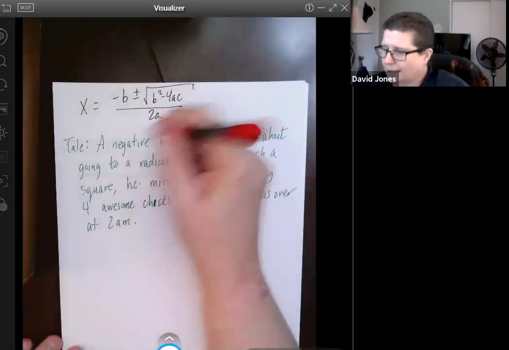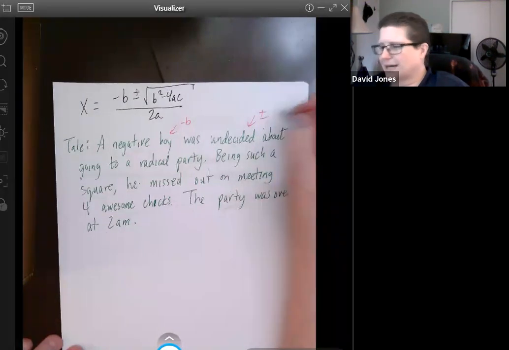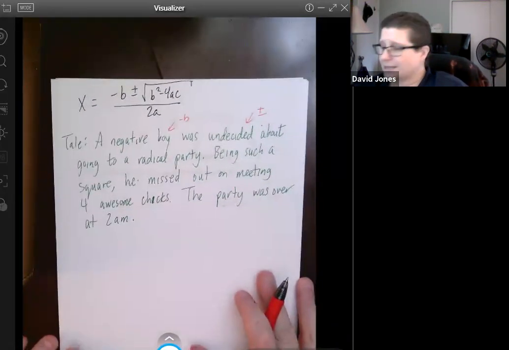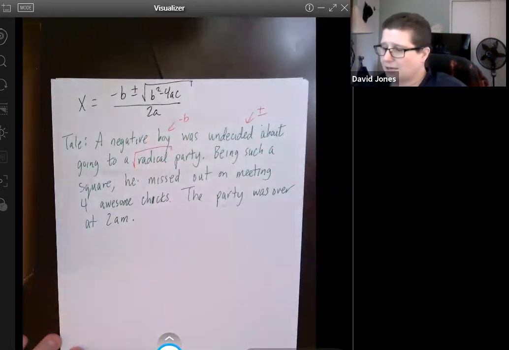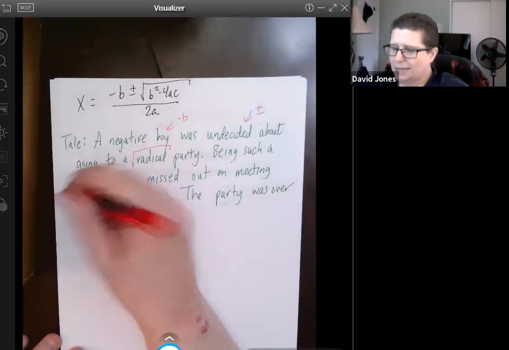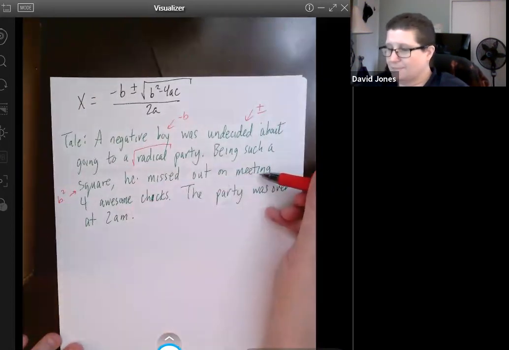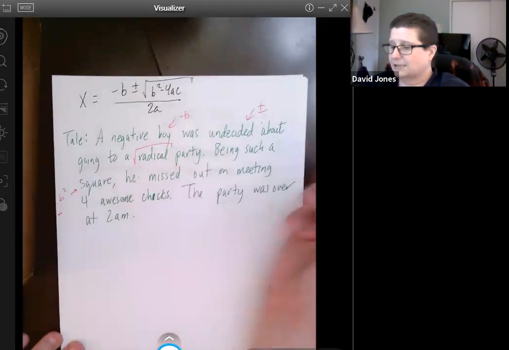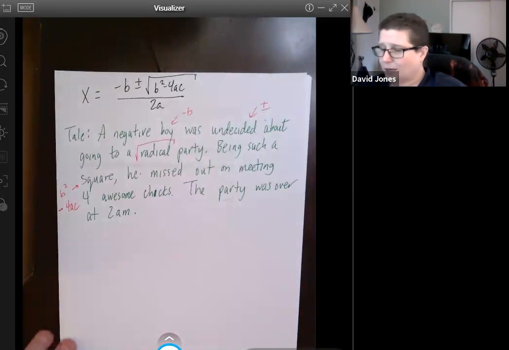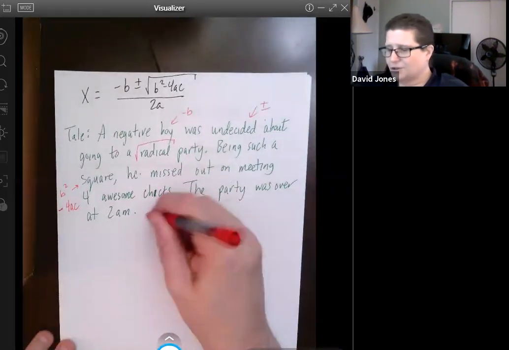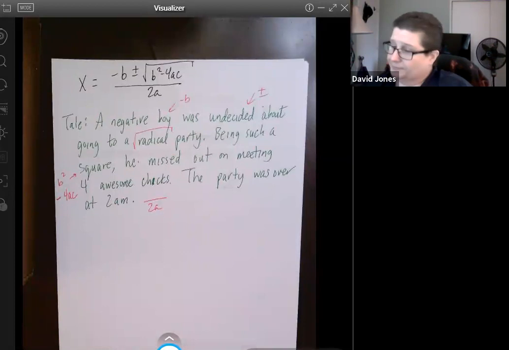A negative boy is negative b. Undecided, he's plus or minus, not sure if he wants to be plus or minus. The radical party is the radical. Being such a square, he was b squared. He missed out on meeting 4 awesome chicks. He lost, minus 4 awesome chicks, 4ac. And the party was over at 2 a.m., so we'll divide by 2a. I don't know, I heard it. Someone told me it. I liked it.